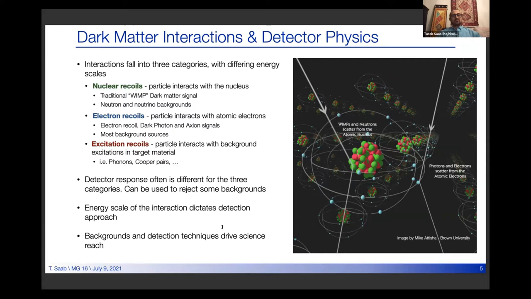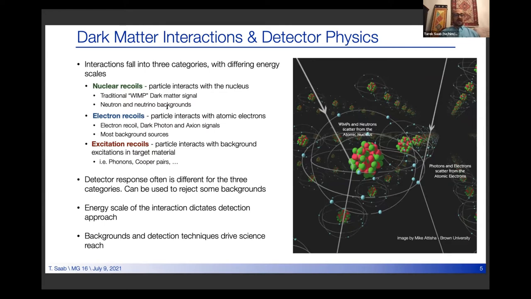So the interaction will happen with the atomic nucleus, and very few other types of particles interact that way. The two other kinds would be neutrons and neutrinos. As you go towards lighter candidates or different interaction mechanisms, a dark matter particle can also interact directly with the atomic electrons. That changes the situation a bit. It changes what happens in the detector, but also changes the population of backgrounds that you are sensitive to and concerned about controlling.